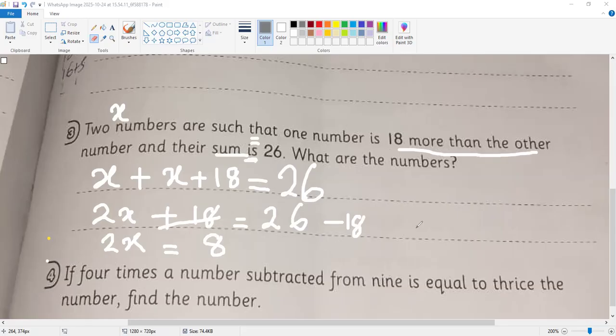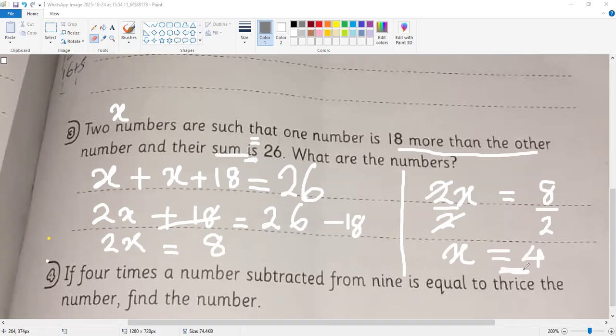Now you divide both sides by the coefficient of x. And of course, the coefficient is the number multiplying the letter. So we divide both sides by 2. 2 divided by 2 is 1. 1x is x. 8 divided by 2 is 4. Do we get that? Okay, so that's just that. You can note it down, or you pause the video to understand this concept. So we move to the next one.